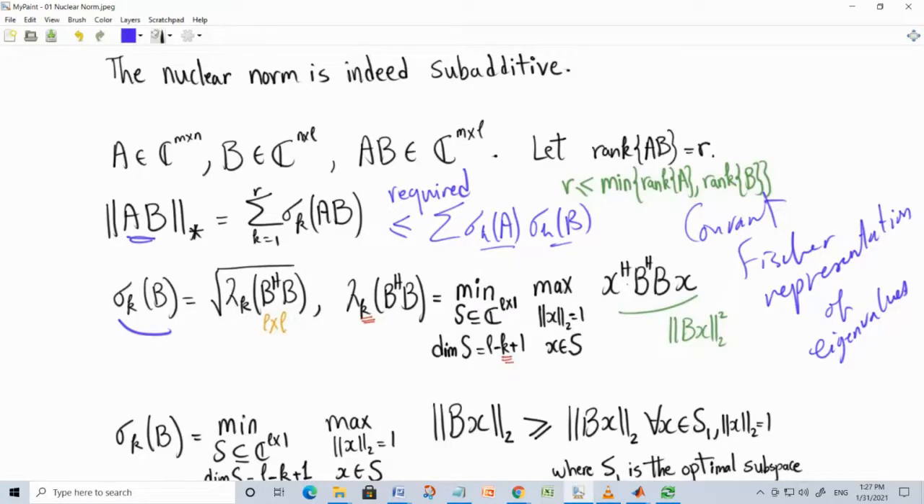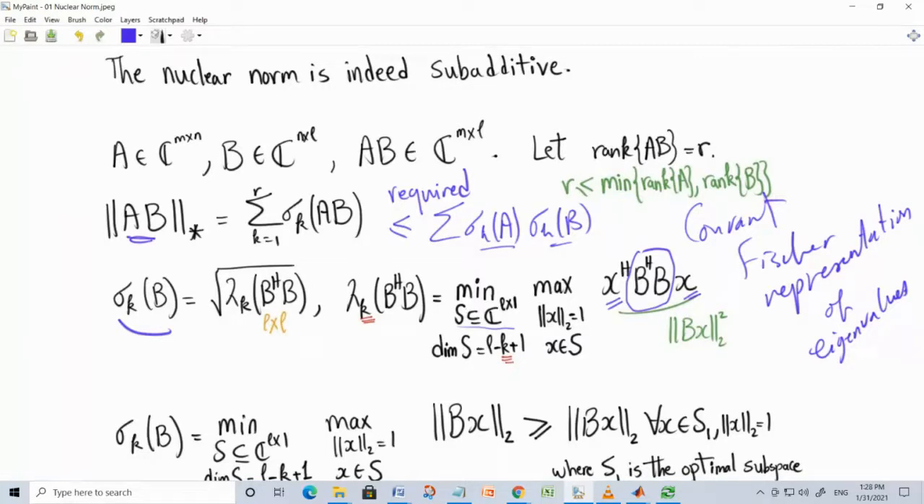Okay, so you have basically a quadratic form. It has the Hermitian matrix here and a vector x. And so what you do is the following. You choose a subspace. B Hermitian B in our case here, I assume that B is n by L. So B Hermitian B is a square L by L matrix. So here we are talking mainly about the L dimensional complex space. So we choose a subspace in the L dimensional complex space.